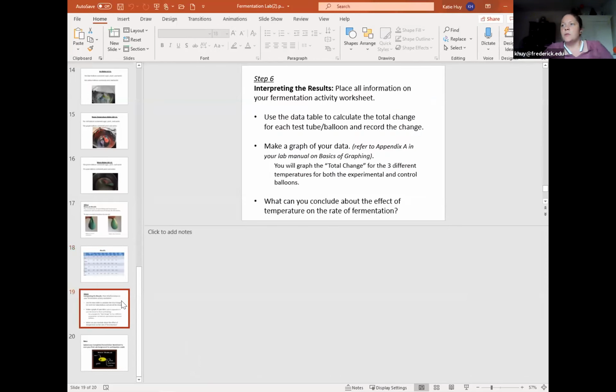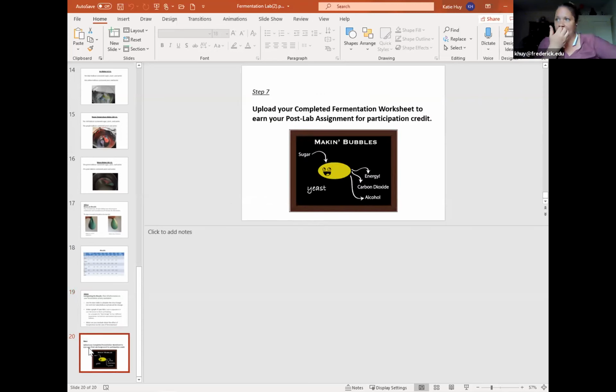So you have to interpret those results now. If you go into your lab manual and you look here at Appendix A in the back, you're going to find how to draw a graph. And you can either hand draw a graph or you can do it in Excel. Either one is fine with me. Just make sure that you are putting a title on your graph and that you're naming the axes as well. So that is our lab. So you want to upload that to the lab, the post-lab questions.